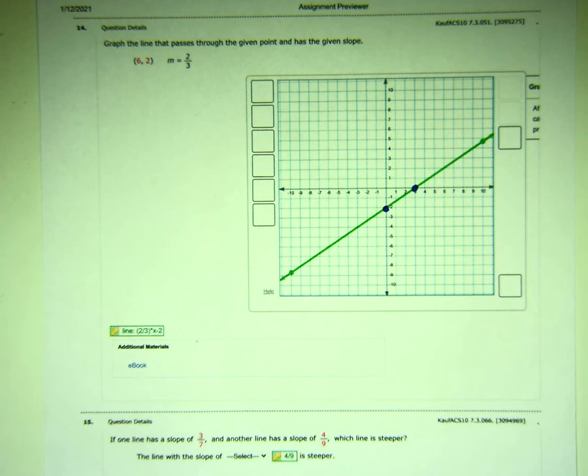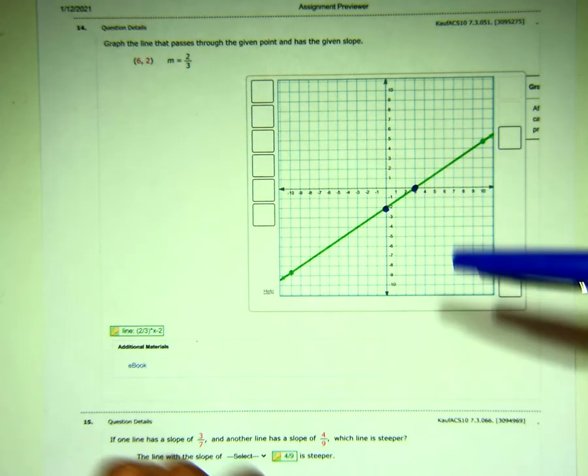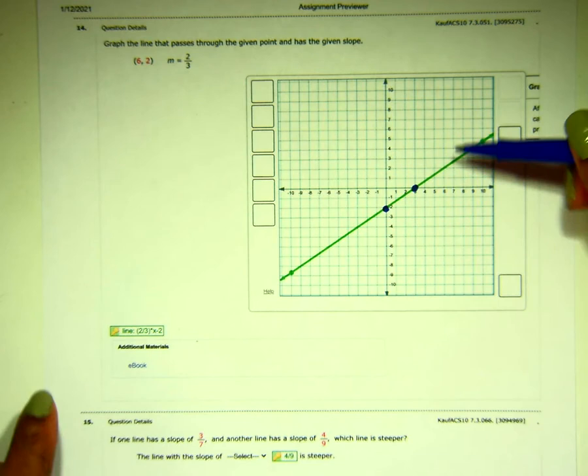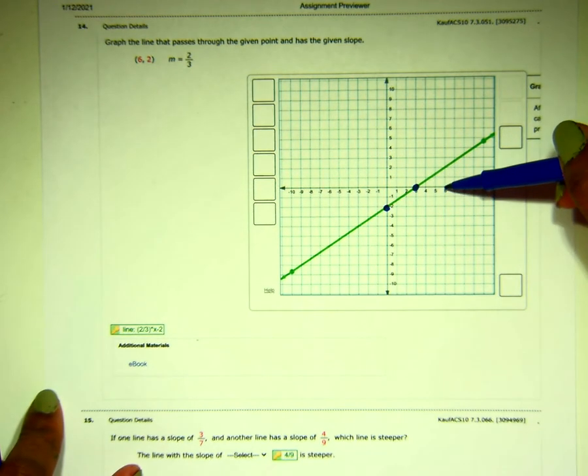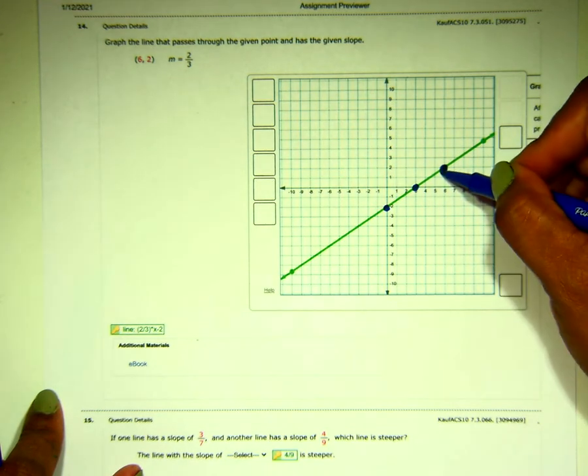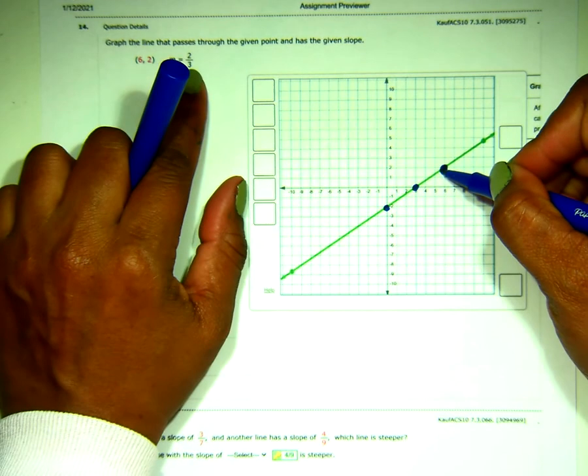So let me give myself a moment to actually do it the long way, and then I'm going to show you how to do it the easier way. Okay, so when we're graphing it, we have a point at 6 and 2. So here goes my x-axis at 6, go up 2, here goes my first point. From that point, I'm going to go up 2 times.